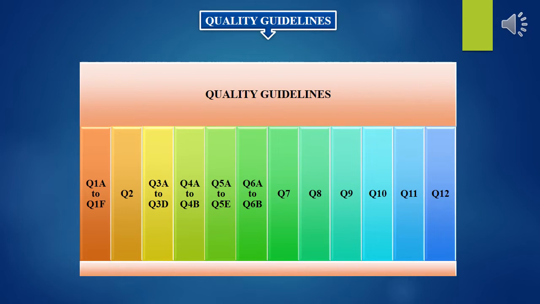So as per your syllabus, next we will discuss quality guidelines. Here the Q series is given, starting from Q1 to Q12. In Q1 it is from A to F, then Q2, Q3 A to D, in Q4 A to B, in Q5 A to E and Q6 A to B, then Q7, Q8, Q9, Q10, Q11 and Q12. What purpose each guideline is made for, we'll see in the next slide.